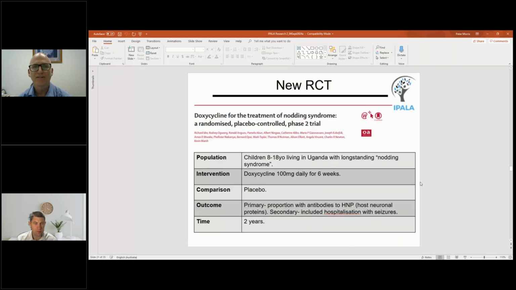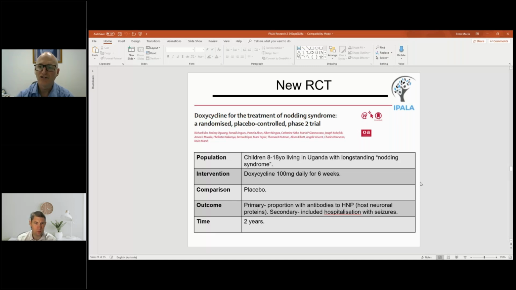It was published in one of the Lancet journals. The population of interest were children aged 8 to 18 years in Uganda who had long-standing nodding syndrome, which is a neurodegenerative condition which eventually leads to incapacity and can lead to death. The intervention they were interested in was doxycycline, 100 milligrams once daily for 6 weeks, and it was compared to a placebo medication.